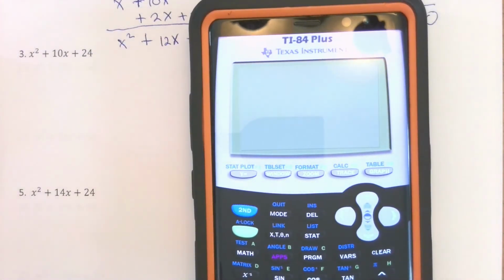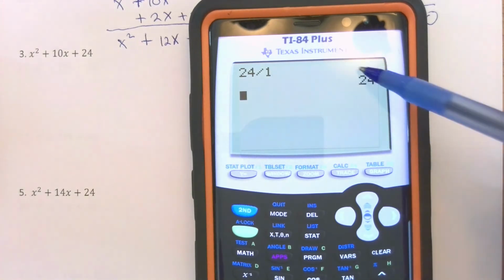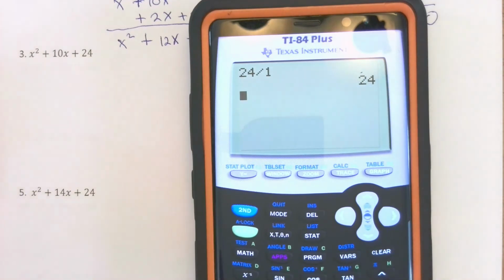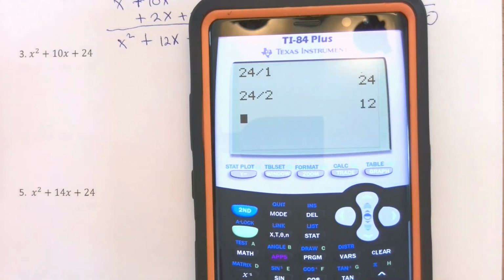And then you take 24 and you divide it by 1. You may think that's silly, but because this came out to be a whole number, that shows you that 1 and 24 multiply to make 24. Now just start going up the list. 24 divided by 2. That's a whole number, isn't it? So 2 times 12 makes 24.